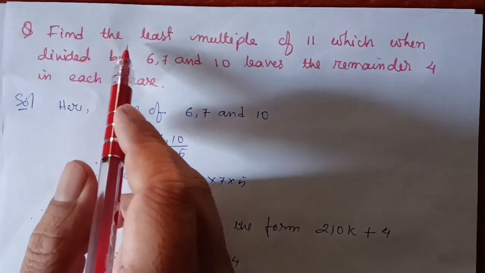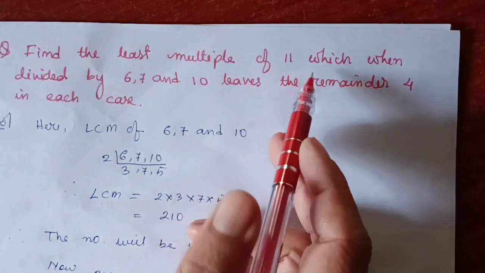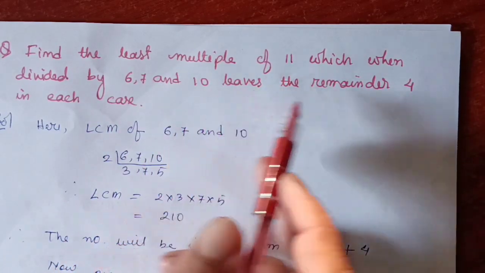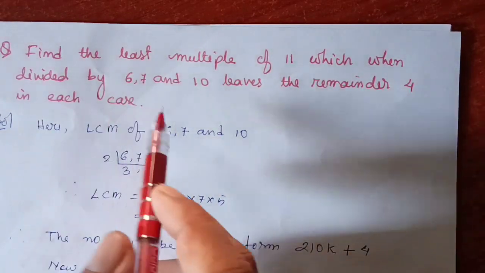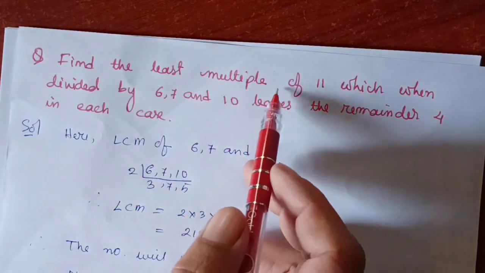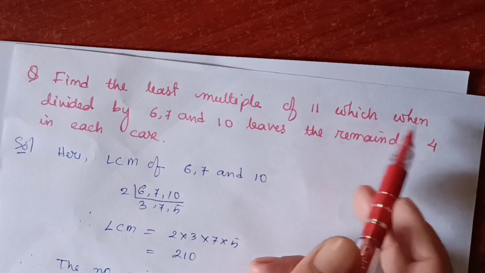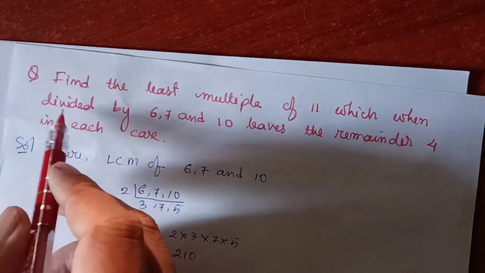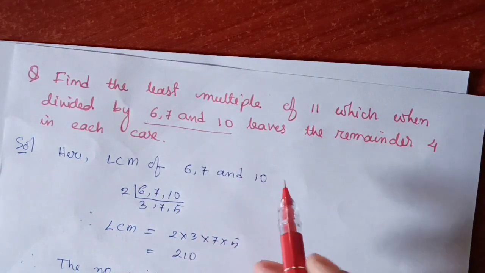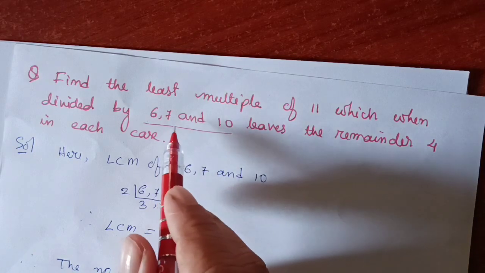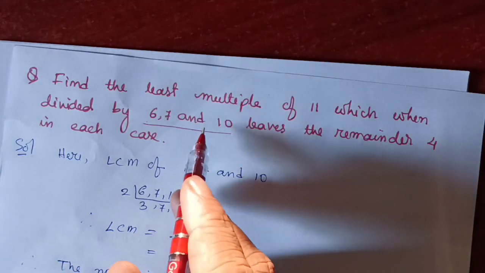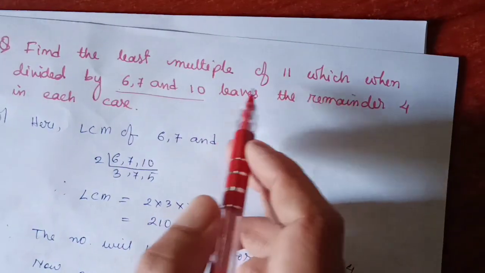Okay, the next question is: find the least multiple of 11 which when divided by 6, 7 and 10 leaves the remainder 4 in each case. So let us read the question again. Find the least multiple of 11 which when divided by. It means that the numbers given here are the divisors. When we read the question, we clearly know that these numbers are the divisors. So find the least multiple of 11.